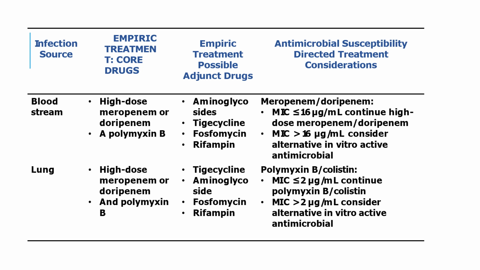If lung is the source of infection, then high-dose meropenem or doripenem will be the core drugs for empirical therapy. Adjunct drugs will be tigecycline, aminoglycoside, fosfomycin, rifampicin. Now, what will be the antimicrobial susceptibility directed treatment consideration? Polymyxin B or colistin. If the MIC is less than or equal to 2, then consider polymyxin B or colistin. If the MIC is more than 2, then consider an alternative in vitro active antimicrobial.